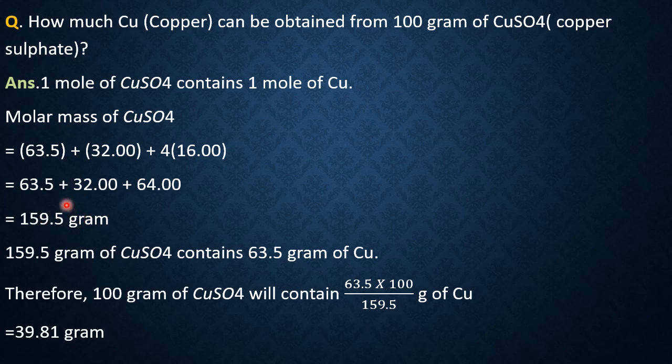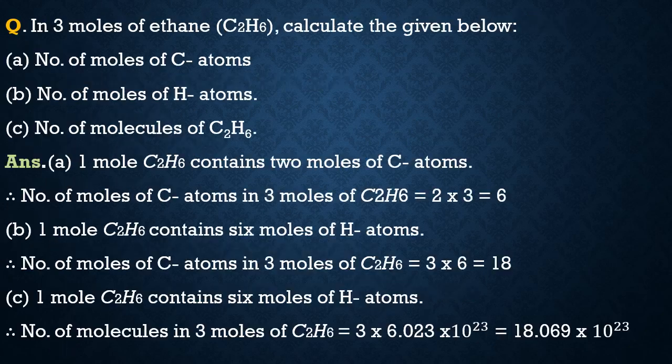But what is asked? How much copper can be obtained from 100 gram of copper sulfate? For 100 gram, how much? So 100 into 63.5 by 159.5. That gives you 39.81 grams. Simple calculation. Next, in 3 moles of ethane, calculate the following: number of moles of carbon atoms, number of moles of hydrogen atoms, and number of molecules of ethane.